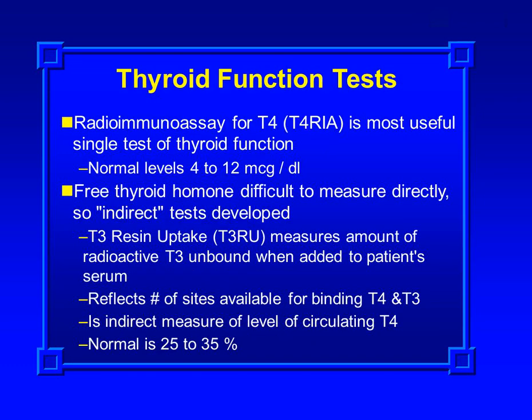Thyroid function tests. Radioimmunoassay for T4, T4IA, is the most useful single test of thyroid function. Normal levels are 4 to 12 micrograms/dL. Free thyroid hormone is difficult to measure directly, so indirect tests were developed. T3 resin uptake, T3RU, measures the amount of radioactive T3 unbound when added to the patient's serum. It reflects the number of sites available for binding T4 and T3, and is an indirect measure of the level of circulating T4. Normal is 25 to 35%.